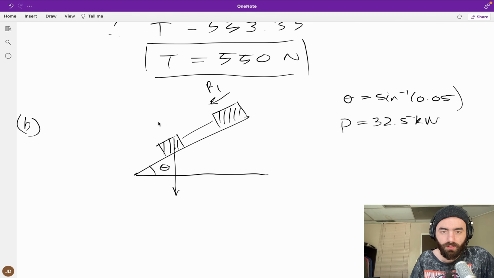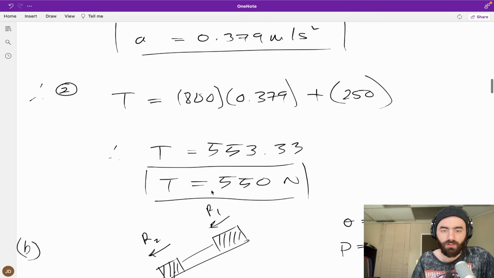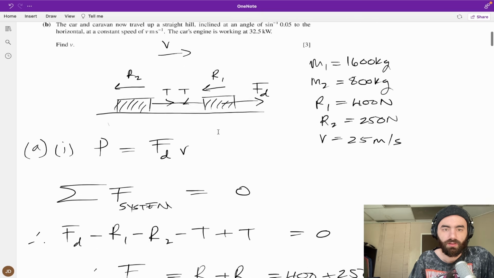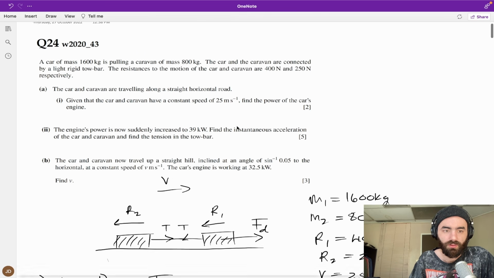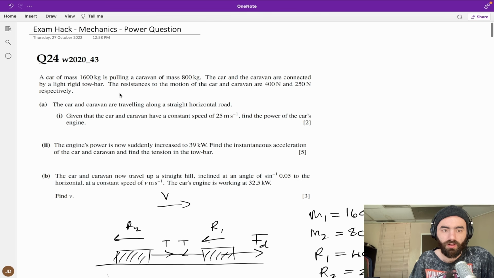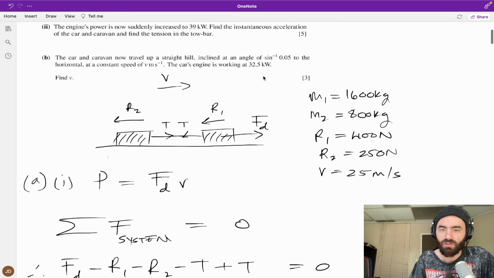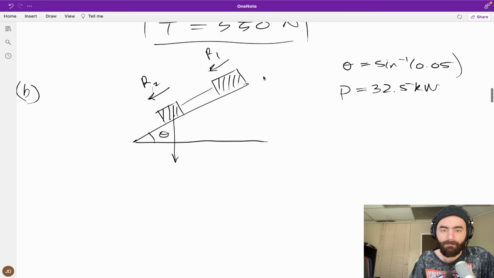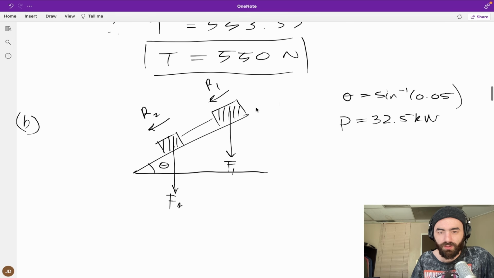This is R1, R2, right? They're constant. There's no change in this resistance. It says here we have a constant resistance to the motion of the car and van. So I don't see any change in the resistance, so we can assume it's the same. Then we have the weight acting down. Maybe I'll call it F, so it doesn't get confused with work. The force acting down, then we have this driving force acting up, and obviously we have the tensions in the string here. Other than that, that's all the forces. And this whole thing is traveling at a velocity V, which we want to find.